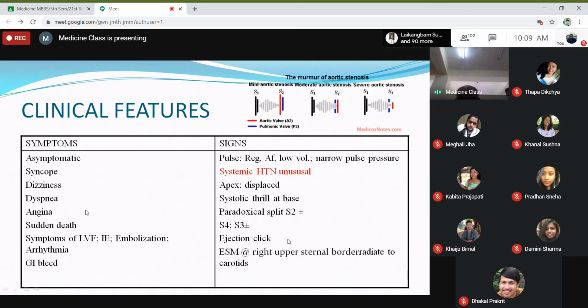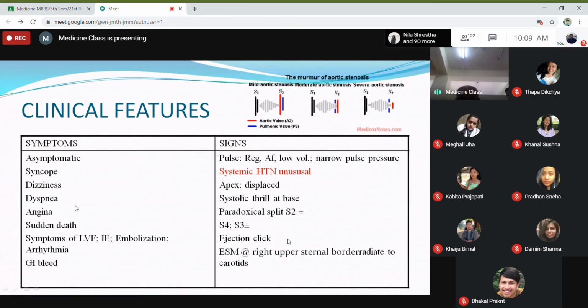In the clinical features, they are quite different from those of other valvular heart disease, if you remember. In mitral stenosis, mitral regurgitation or aortic regurgitation, we used to say that palpitation, shortness of breath, or features of right heart failure are very prominent. But here, it's completely different, and the patient may be asymptomatic till very late, but may present with syncope or dizziness, dyspnea, angina, and may have sudden death also. There may be features of left ventricular failure, infective endocarditis, or arrhythmias.